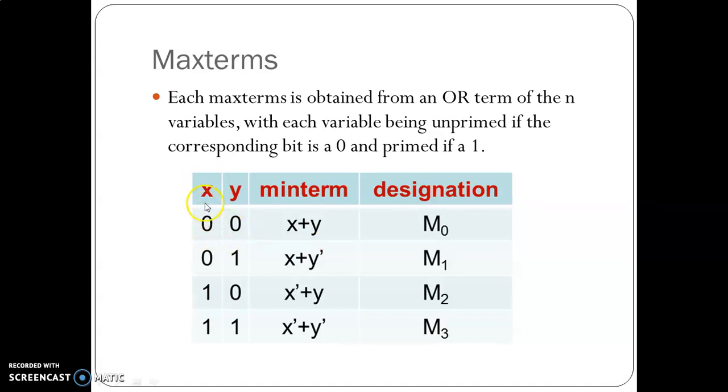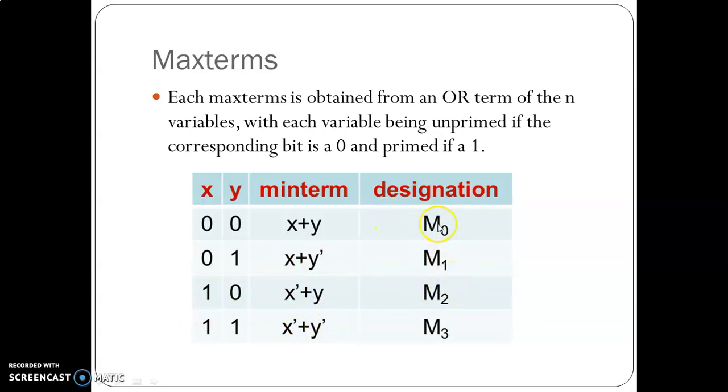So let us consider two variables x and y here. So there will be 4 different combinations. The corresponding maxterm for this is shown here in the figure. So the corresponding maxterm is, since x takes the value 0, x is unprimed here. Y also takes a value 0, it is unprimed here. So the maxterm corresponding to 0 0 is x or y. The same way for 0 1. Since x is 0, it is unprimed. Since y is 1, it is primed. So it is x plus y bar. Here it is x bar plus y. Here it will be x bar plus y bar.